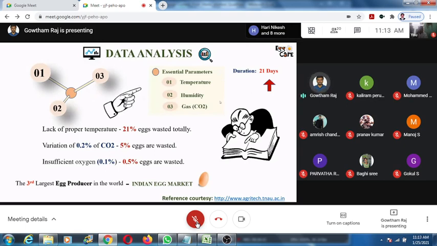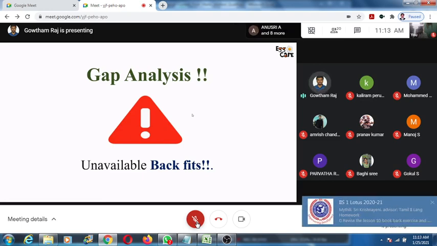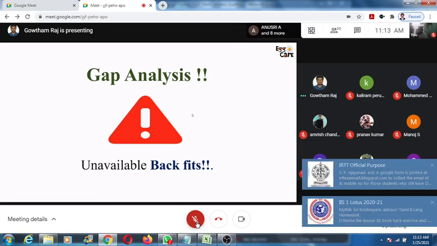Since India is the third largest egg producer in the world, the poultry sector plays a major role. The parameters we have to monitor in the incubators are temperature, humidity, and the gas parameters. The gap analysis we found is that we don't have any retrofit available in the market. We only have normal incubators, and to turn them into smart incubators, we have to throw them into scrap, or exchange them and buy a smart incubator from foreign import companies. And we have to purchase in a large amount.